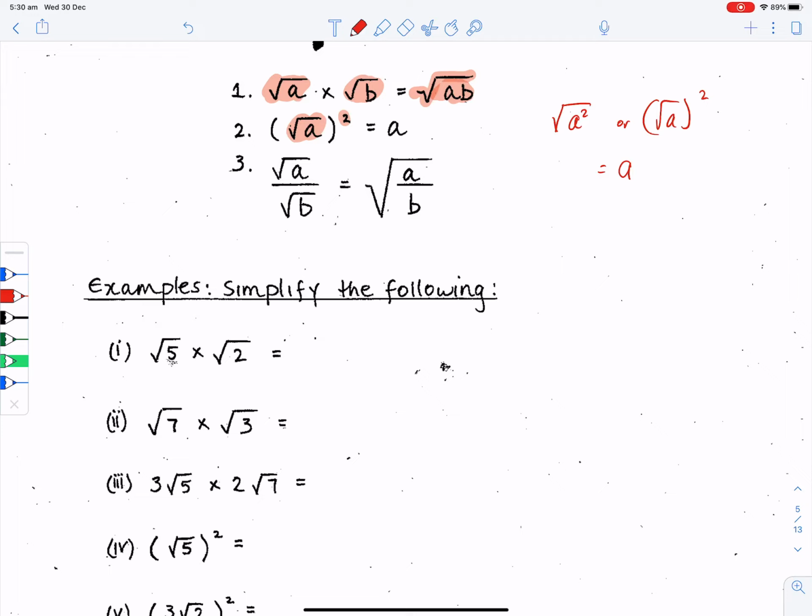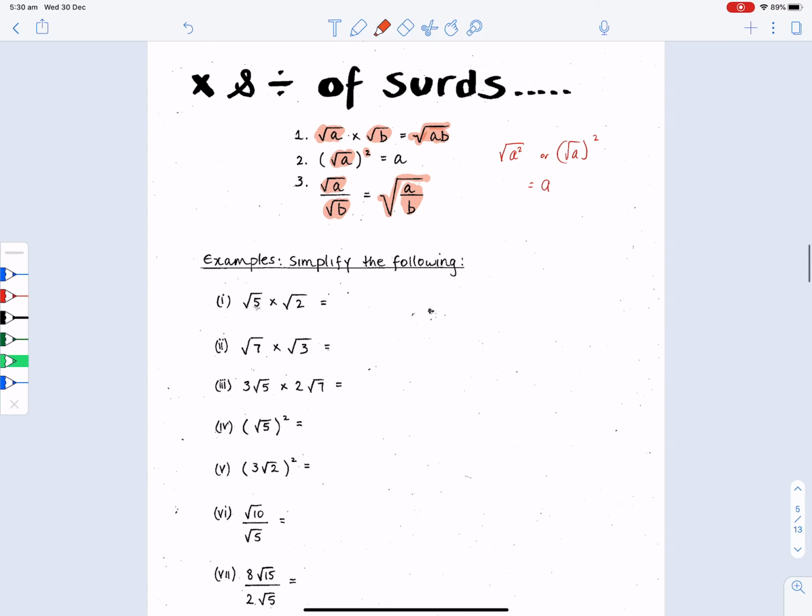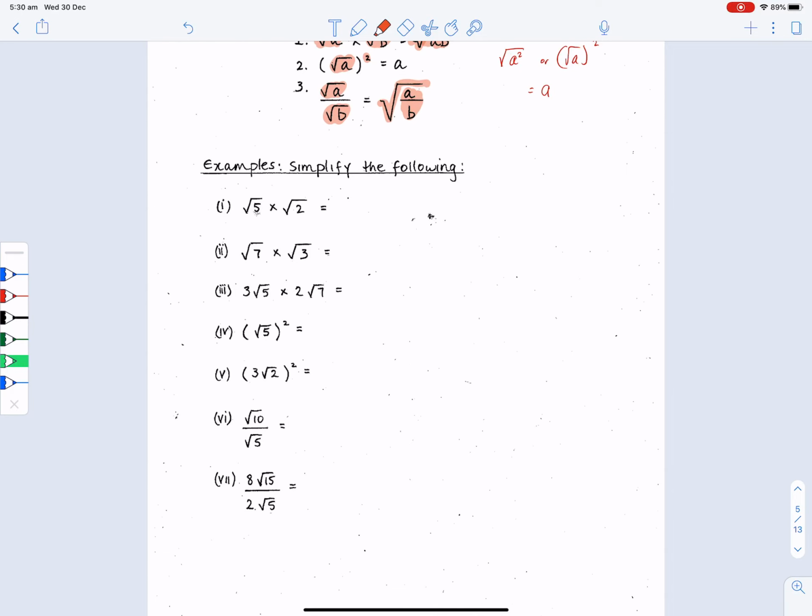And rule number 3, if you take 2 surds and divide them by each other, you can combine the division. So if you have root A divided by root B, it's the same as square root of A over B. Let's look at some examples which best demonstrate these rules.